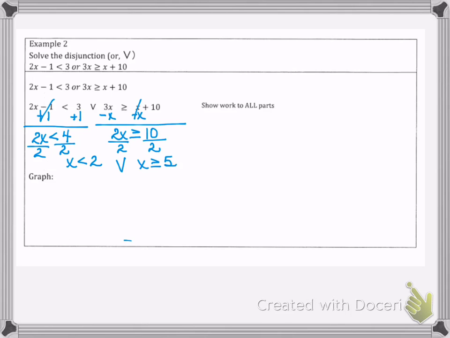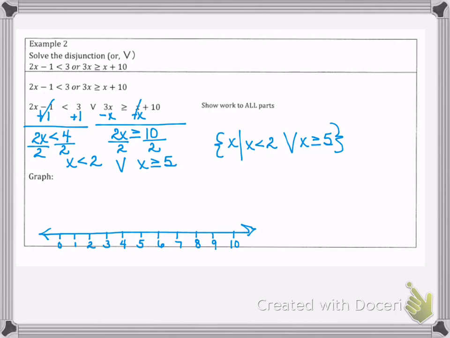My solution set I'm going to put to the right here, it's going to look like this: x such that x is less than 2, or x is greater than or equal to 5. And now we're going to go ahead and graph.